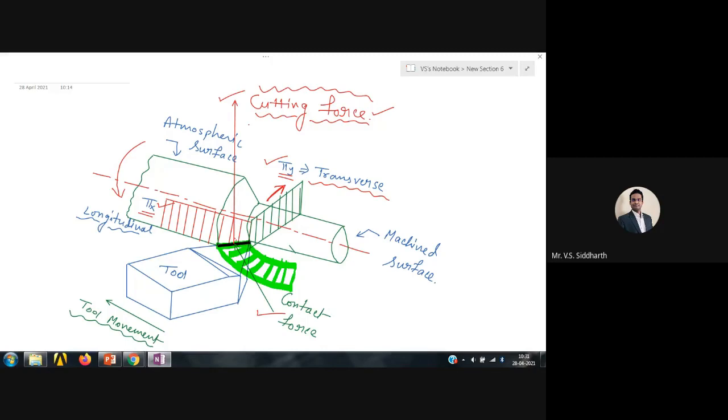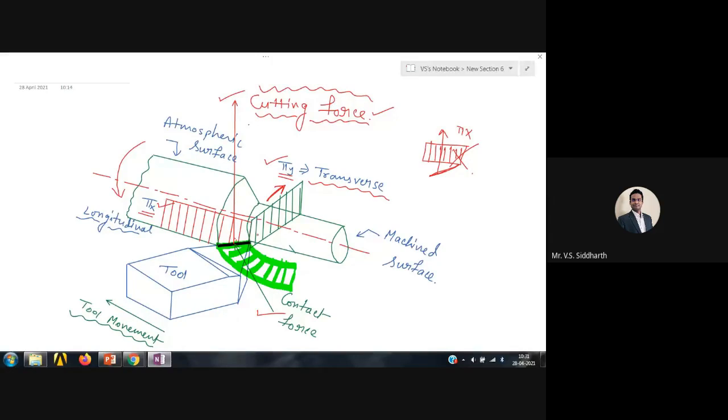See, this cutting force is acting along the side cutting edge. This side cutting edge is not parallel to the X plane. The X plane is like this, the side cutting edge is like this, and our cutting force is like this. So we can't say that the cutting force is parallel to the pi x plane. It is not parallel. Similarly, the contact force is also not parallel to the pi y plane. So these two forces are not in the planes of pi x and pi y.